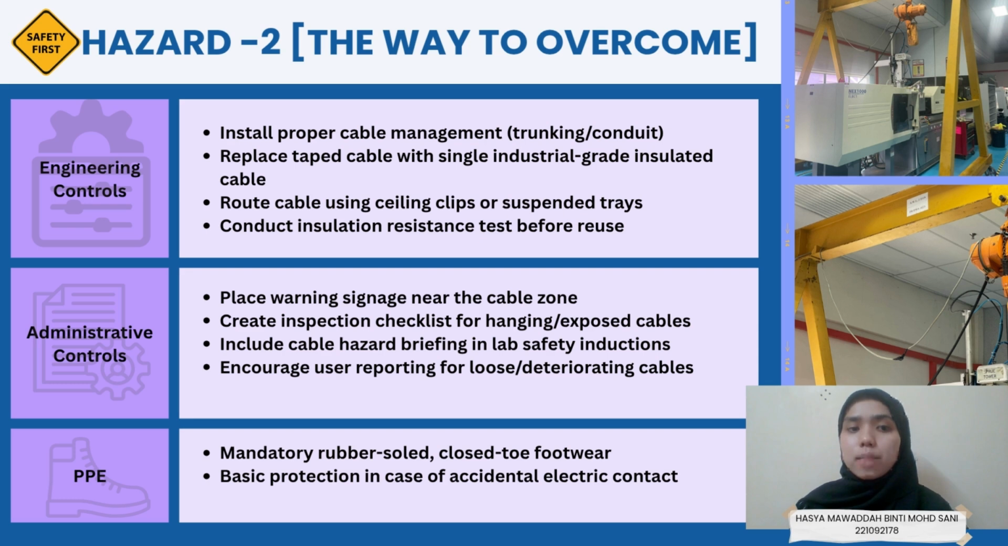So to overcome this hazard, we suggest a few key actions. First, under engineering control, the cable should be replaced with an industrial-grade insulated type and installed neatly using tracking or sealing clips. Next, for administrative control, warning signs should be placed, inspections done regularly, and safety briefings must include this hazard. Lastly, although PPE is the least effective, rubber soles should still help reduce the electric shock risk. This step will help create a much safer lab environment.